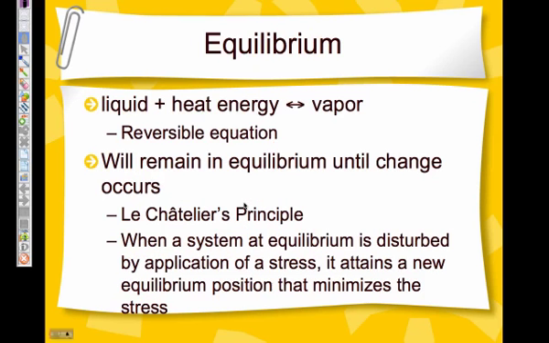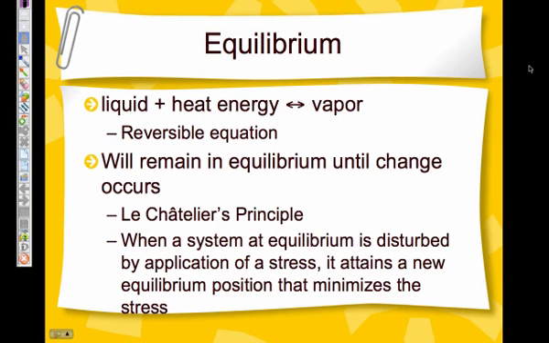So to get vapor, the liquid must gain some sort of energy. Usually it's in the form of heat. So the liquid has to gain heat energy to become vapor. For vapor to become liquid, vapor has to give off heat energy to become liquid. So it's reversible because the vapor can go back to a liquid by losing the heat energy. Liquid would gain heat energy to become vapor. And it will remain at equilibrium until some sort of change occurs.